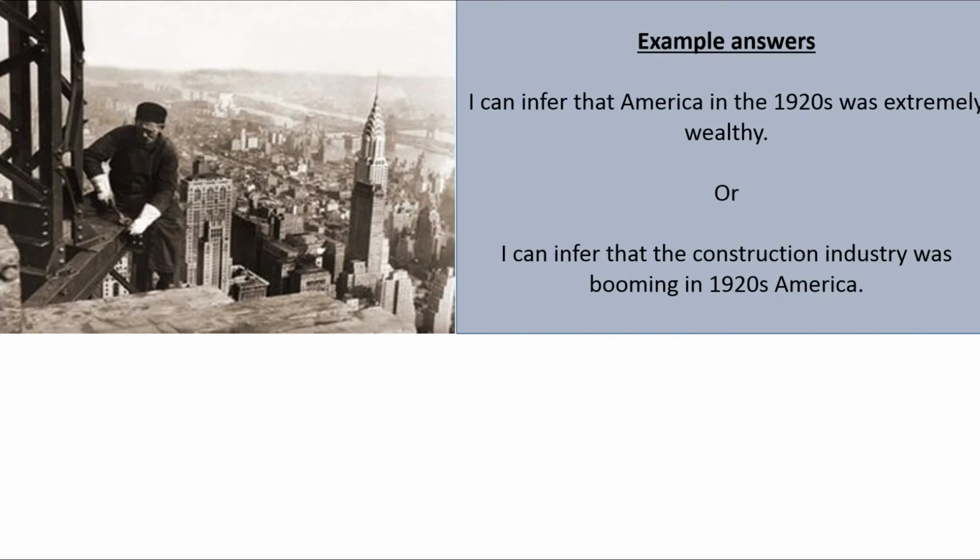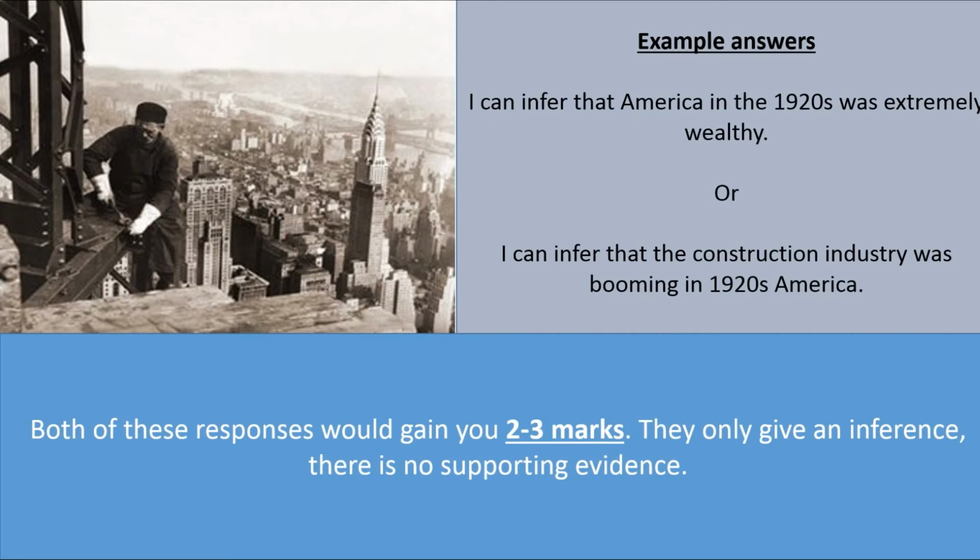For a slightly better answer, I can infer that America in the 1920s was extremely wealthy. Or, I can infer that the construction industry was booming in 1920s America. Both of these are better. They'd get you 2 to 3 marks. Okay, they've made an inference, but they haven't told us how they figured it out. What was the clue in the source?